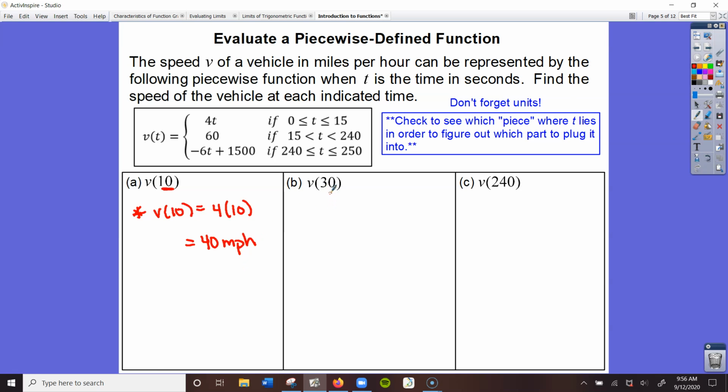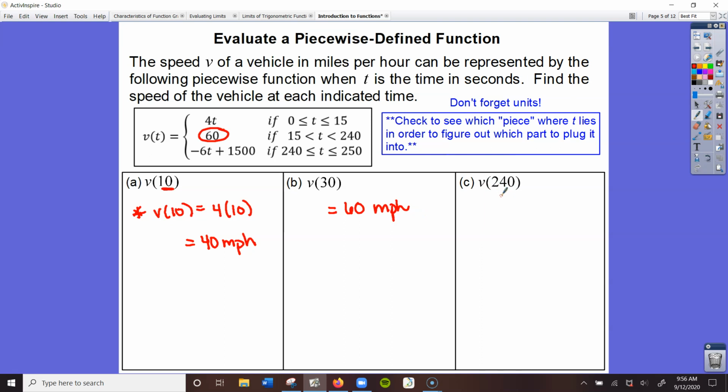For v of 30, 30 is between 15 and 240. So we don't even have to solve anything. V of 30 is automatically 60 miles per hour because the car is traveling at a constant speed at that time.